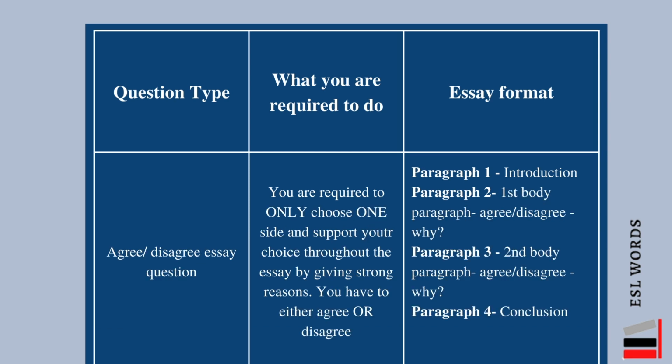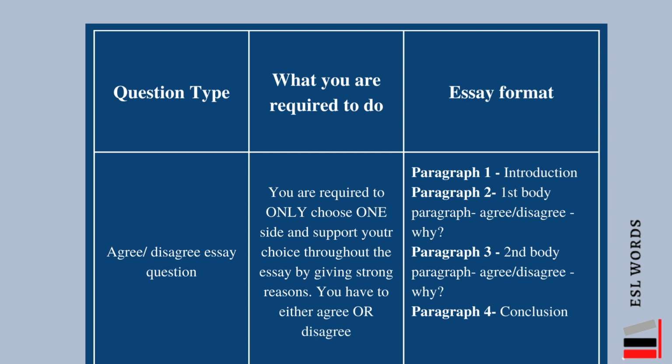So if you are given an agree or disagree essay question, you must make sure that you choose one side only. So you must either agree to a particular idea or disagree. And then throughout your essay, you must write about this side that you are trying to argue.